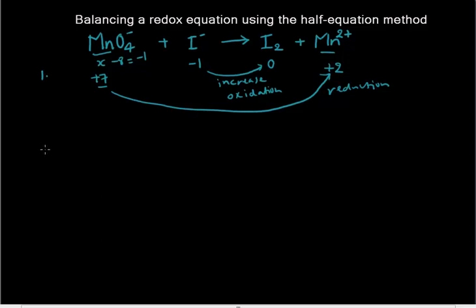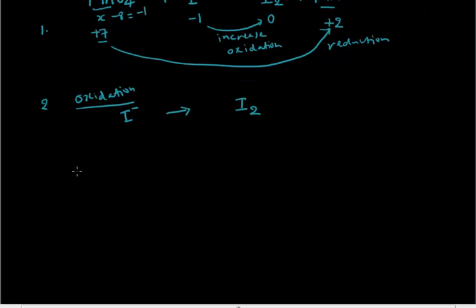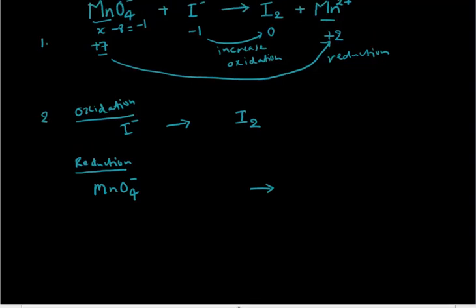Now let's write the oxidation and reduction half equations. My oxidation half equation would be this one: I- is converted to I2. And my reduction half equation is, let's call that the reduction half equation, MnO4- is being converted to Mn2+. That's Mn2+.